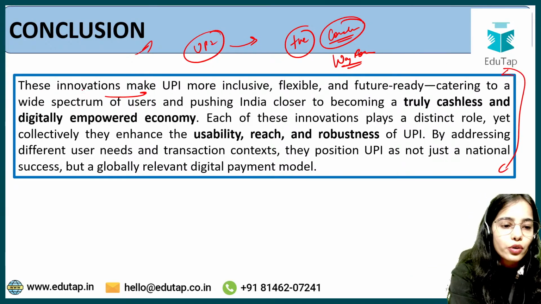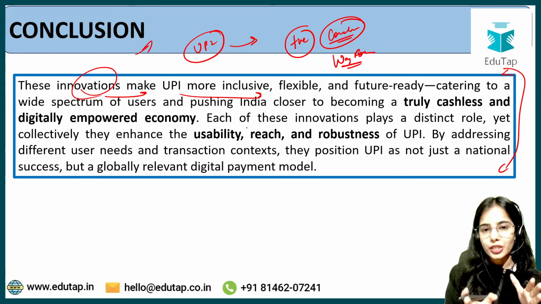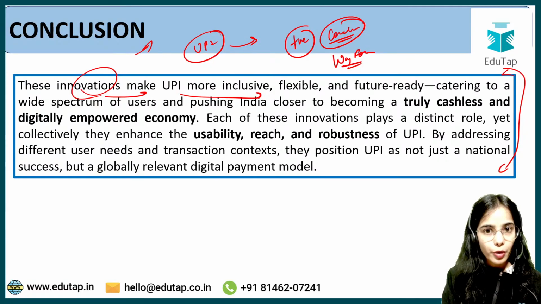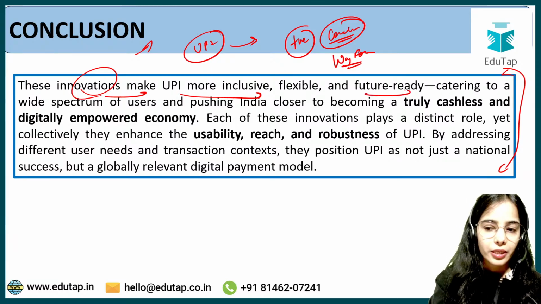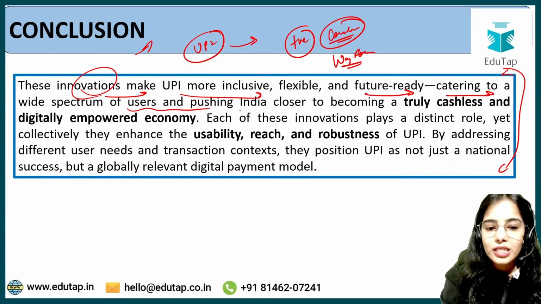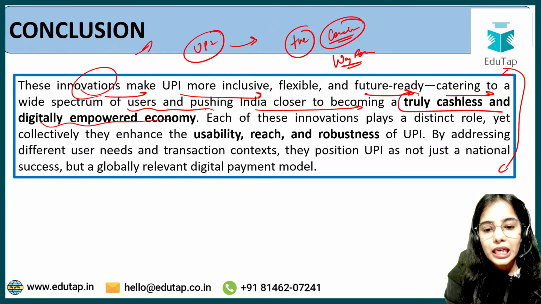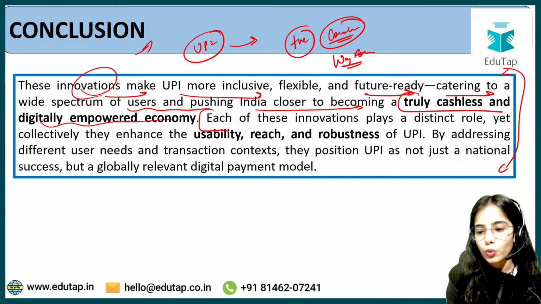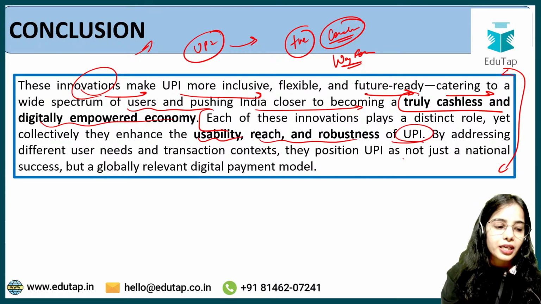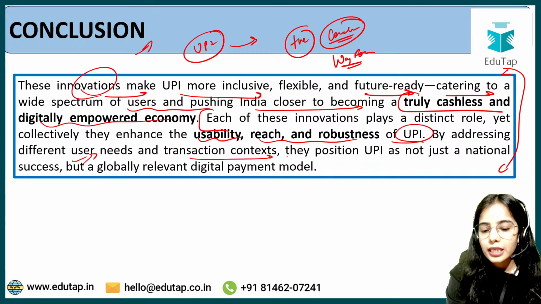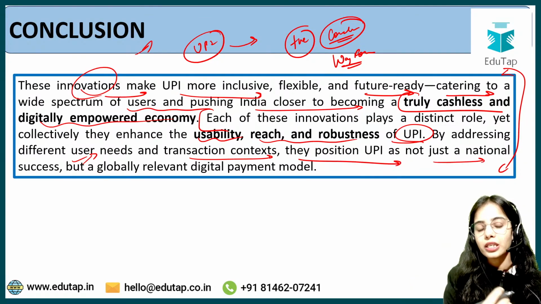Okay, so these innovations make UPI more inclusive. So the question is about the innovations, right? The question is about the features. So the conclusion should be about the features. So these innovations make UPI more inclusive, flexible and future ready, catering to a wide spectrum of users and pushing India closer to becoming a truly cashless and digitally empowered economy. Each of these innovations play a distinct role, yet collectively they enhance the usability, reach and robustness of the UPI. By addressing different users' needs and transaction contexts, they position UPI as not just a national success, but a globally relevant digital payment model.